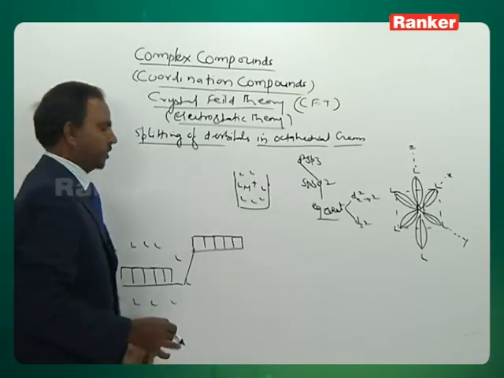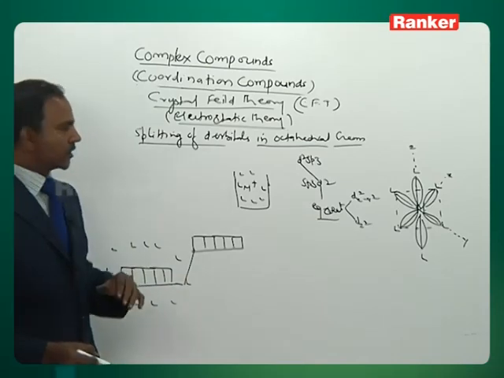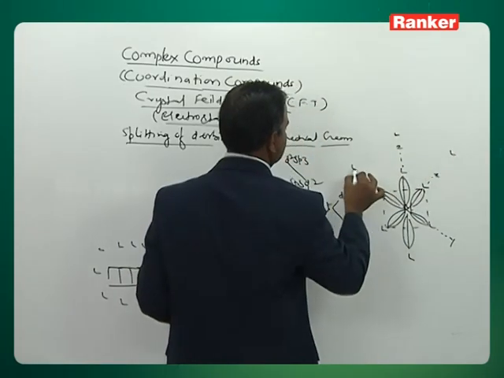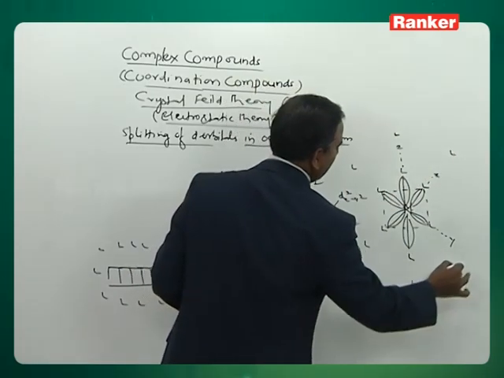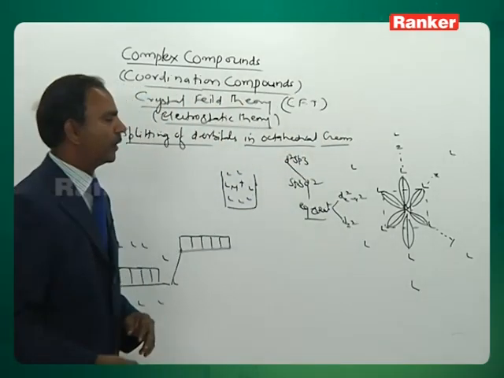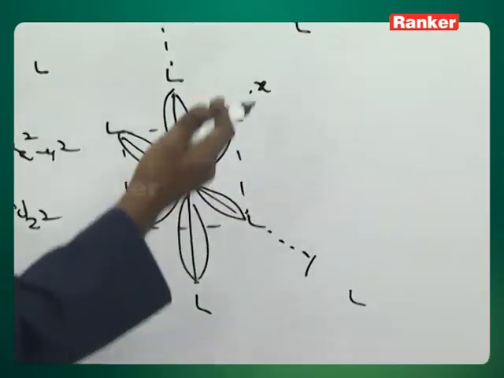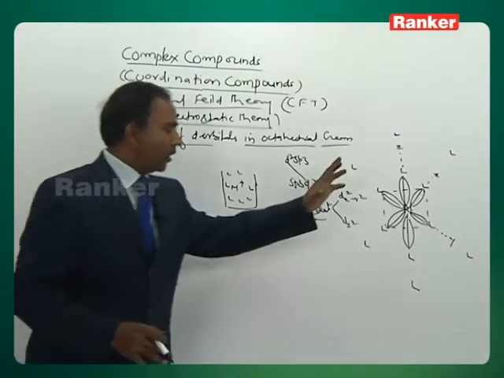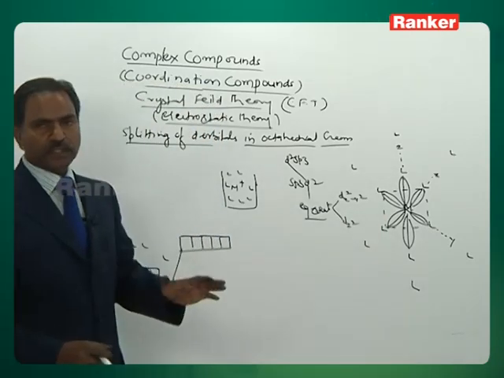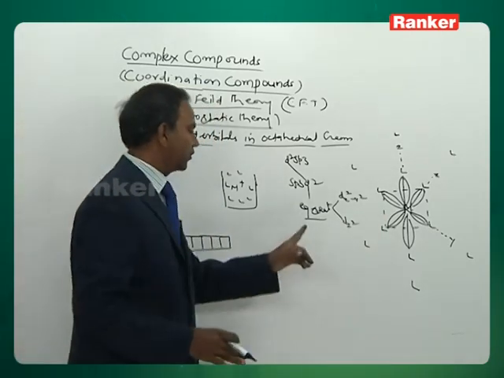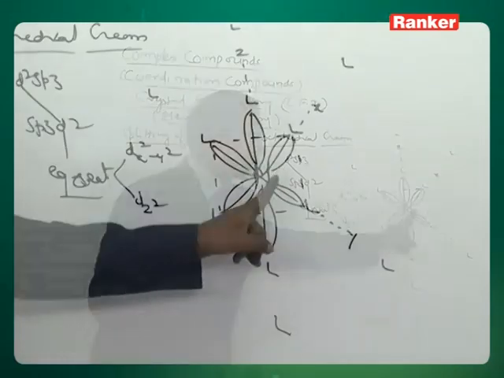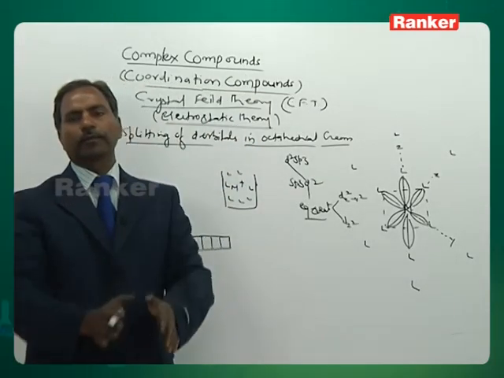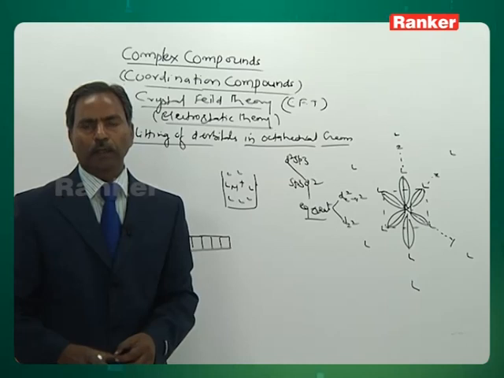In the second step, this is the first step of the explanation. Now, in the second step, the ligands are approaching toward the metal ion along the x-axis, y-axis and z-axis in octahedral geometry. The orbitals which are oriented along the x, y and z axes are the eg set of orbitals: this is the dx square minus y square orbital, and this is the dz square orbital. The ligands are approaching equally along the x, y and z axes.